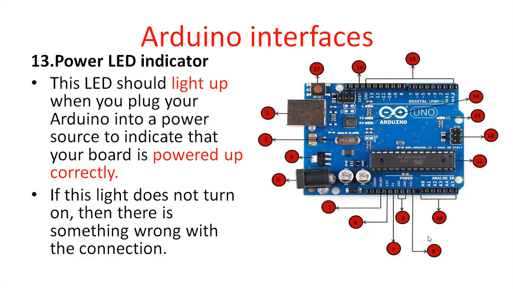If the light is on, there is no problem, and the system is working correctly. If the light is not on, that means there is a wrong connection. For the interfaces you are connecting from the external sources, some connection is wrong. Here, coming to the 14th one.